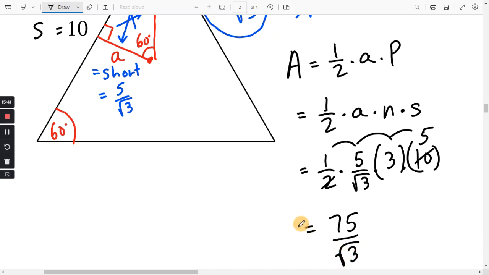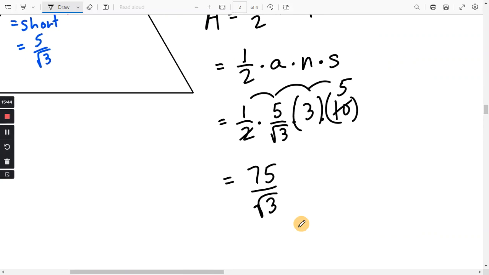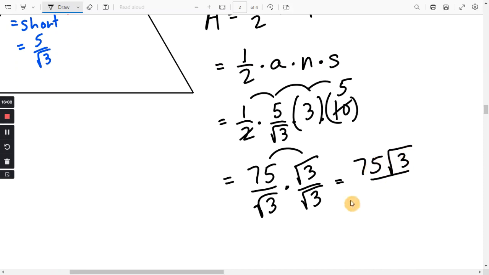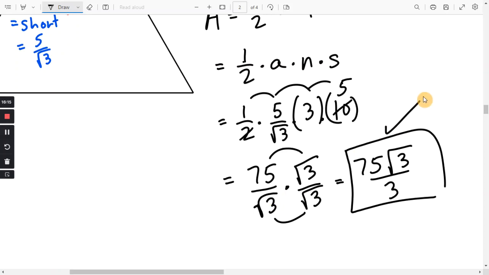Okay, so there's your answer, but we're not supposed to have square roots in the denominator. The way to get rid of it is to multiply the denominator over itself. So radical 3 over radical 3. This right here is just 1, so it's just times 1. It's not changing anything. On top, we have 75 radical 3. On the bottom, radical 3 times radical 3 is just 3. Final answer.